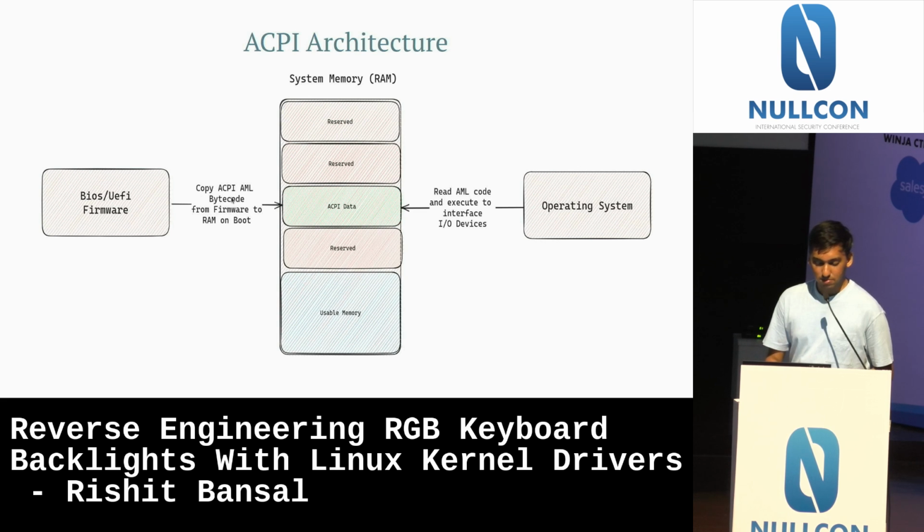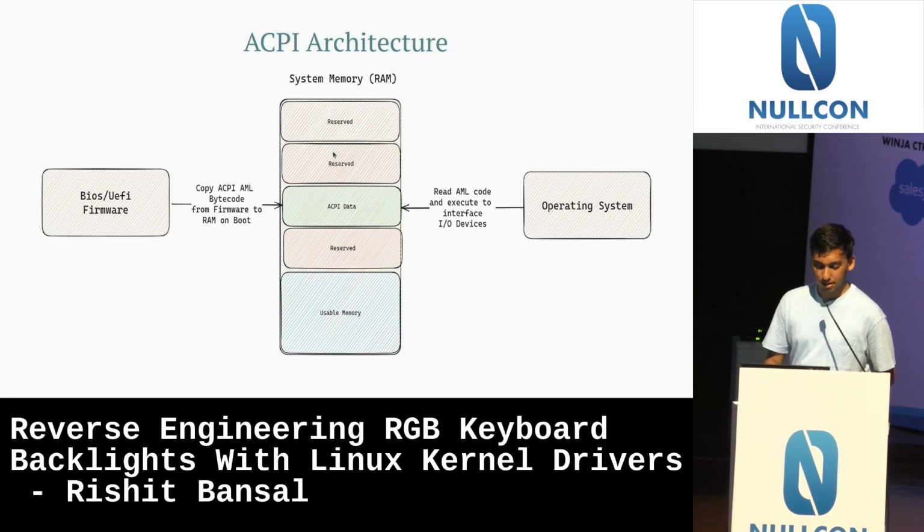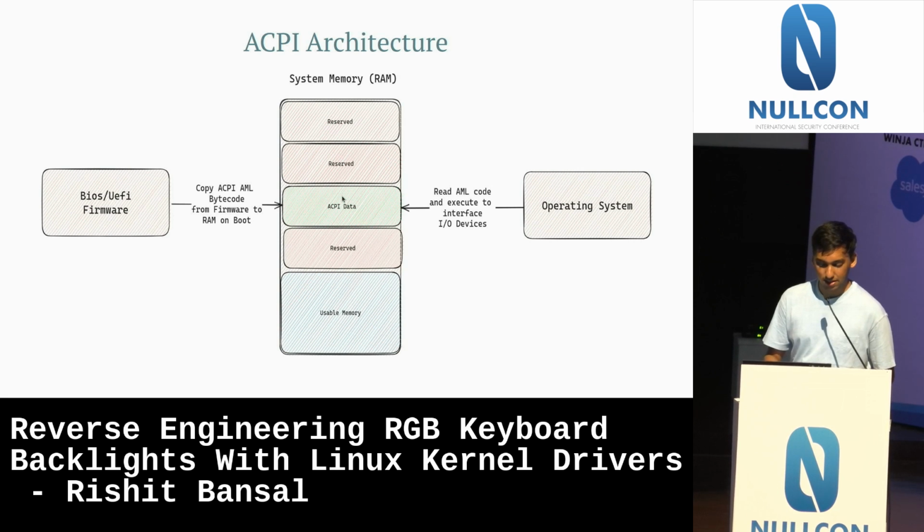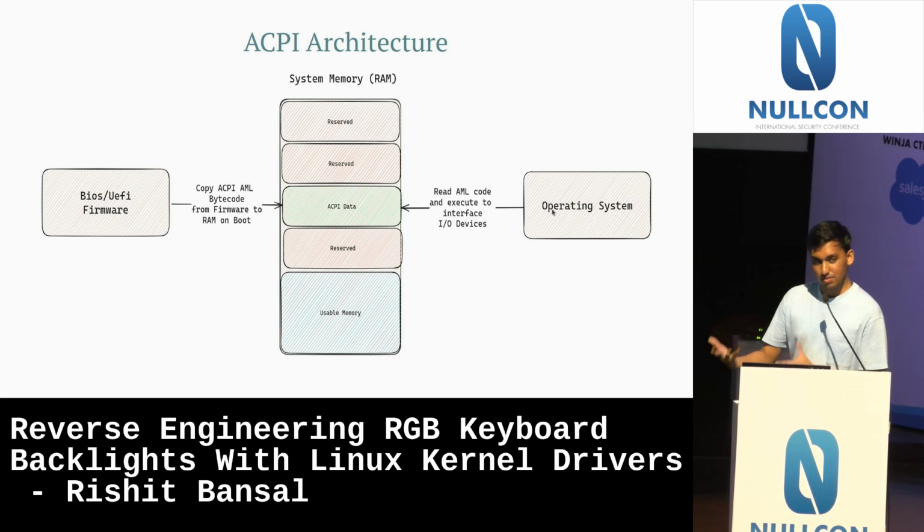When you boot your laptop, it copies this ACPI data into your RAM, and this is a picture of how your RAM can look. The bottom section is the actual memory used by applications, but the ACPI data has its own segment in the RAM where it's stored. It's a fixed location. And the operating system, after it has booted up, can then read this code from the RAM.